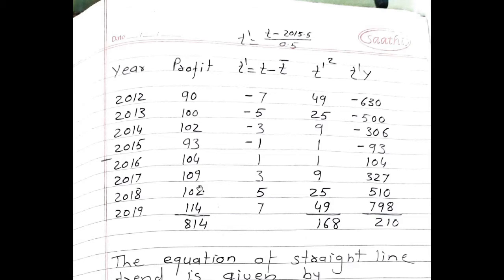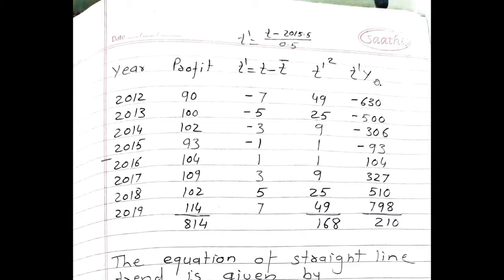Now we need the total of y, that is nothing but 90 plus 100 plus 102 plus 93 plus 104 plus 109 plus 102 plus 114. The total is 814. Then summation of t dash square also we need: 49 plus 25 plus 9 plus 1 plus 1 plus 9 plus 25 plus 49. The total is 168.